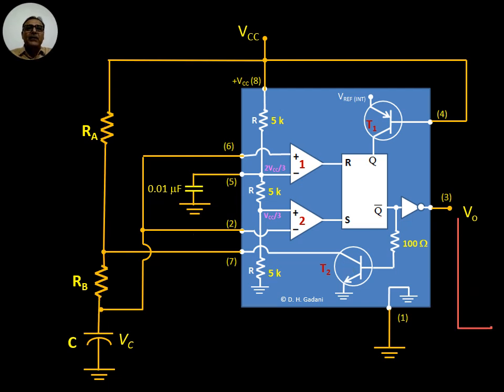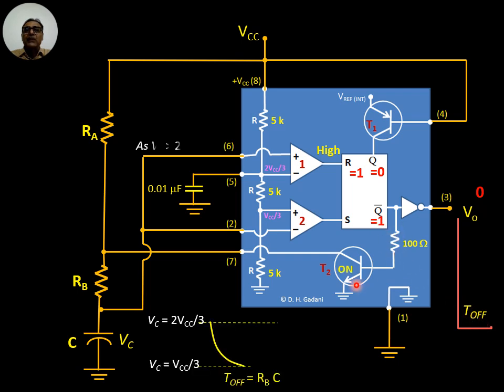As soon as the voltage across capacitor becomes greater than 2 VCC by 3, the comparator 1 output becomes high. Due to this, R becomes 1, hence Q becomes 0 and Q bar becomes 1. As Q bar becomes 1, due to this NOT gate, the output becomes 0. Further, as Q bar is equal to 1, the transistor T2 becomes on.